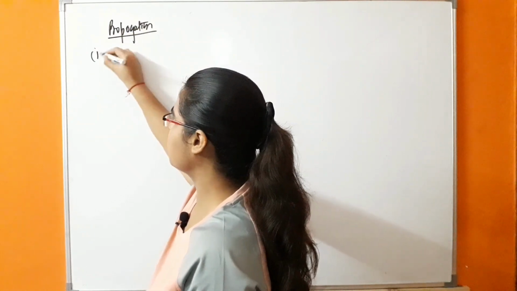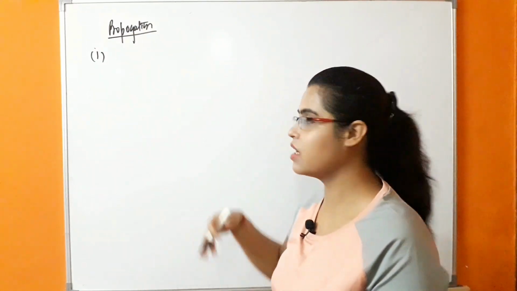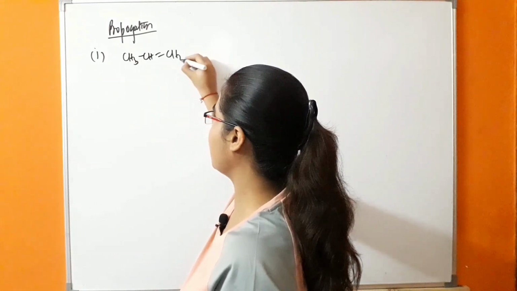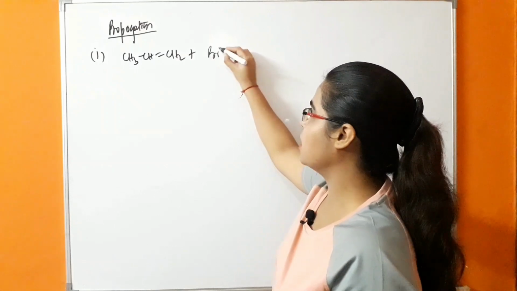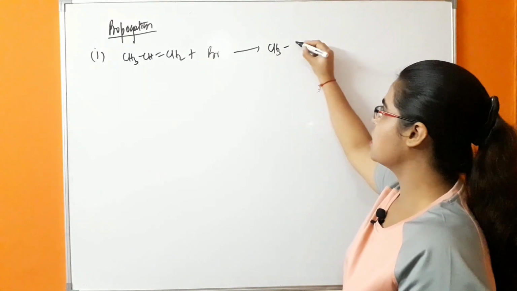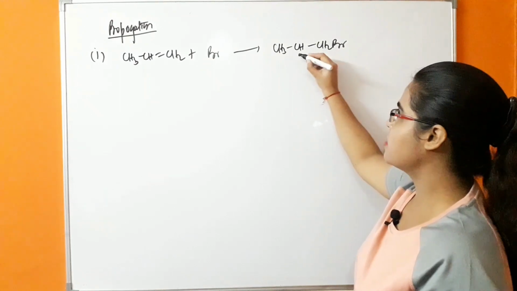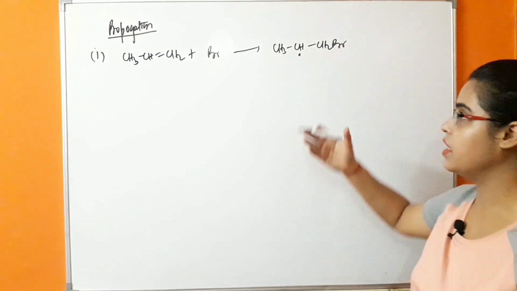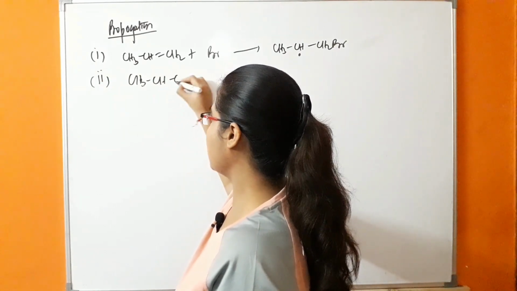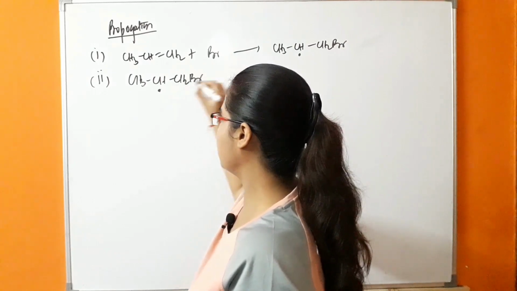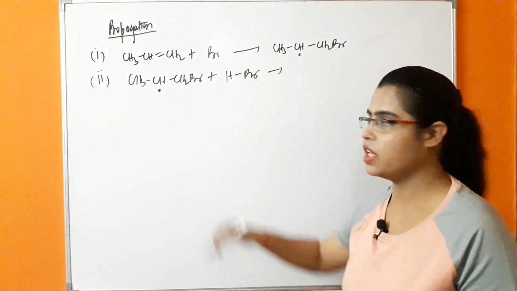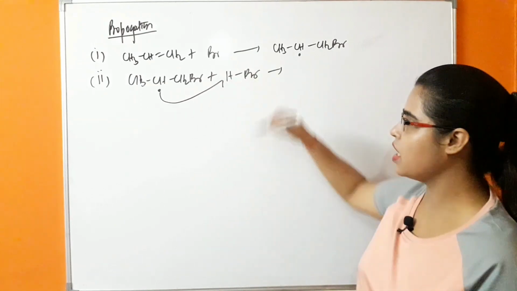there are 2 steps which we have studied in the earlier mechanism. When CH3CH=CH2, an unsymmetrical alkene, is attacked by the Br free radical, there is a formation of CH3CHCH2Br, a secondary alkyl halide free radical. The next step of the reaction is that this secondary alkyl halide free radical will again attack the molecule of HBr, so it will abstract this hydrogen as a free radical.